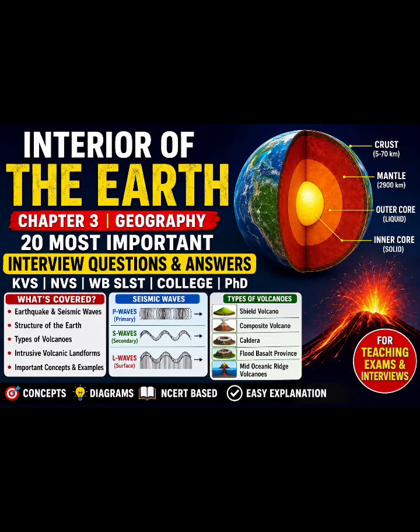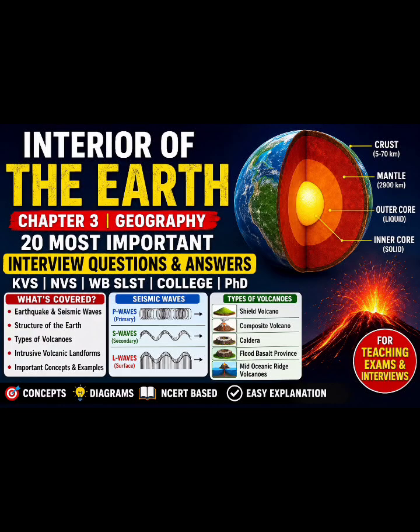Next question, what is an earthquake? So earthquake is the shaking of the earth caused by the sudden release of energy inside the earth. This energy generates seismic waves which travel in all directions. For example, the 2015 Nepal earthquake generated seismic waves that were recorded even at distant stations.